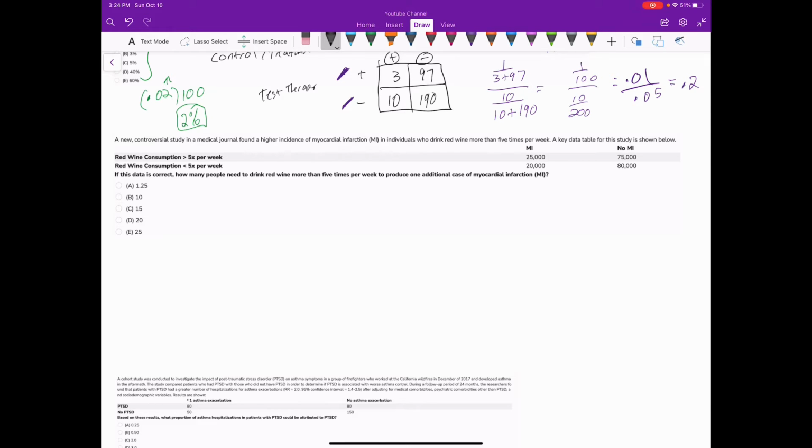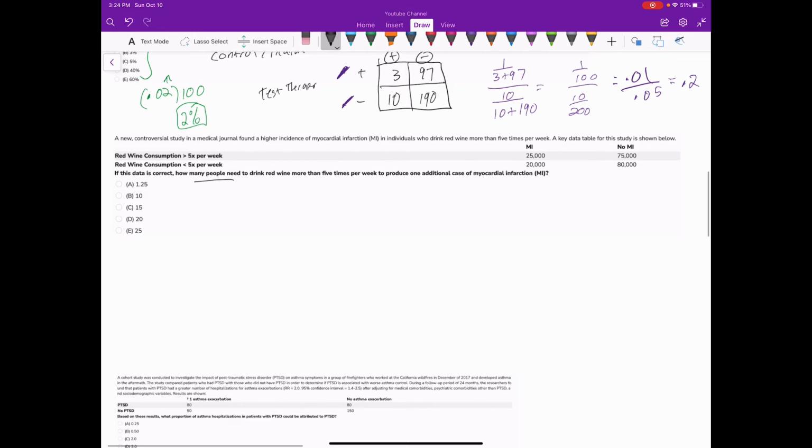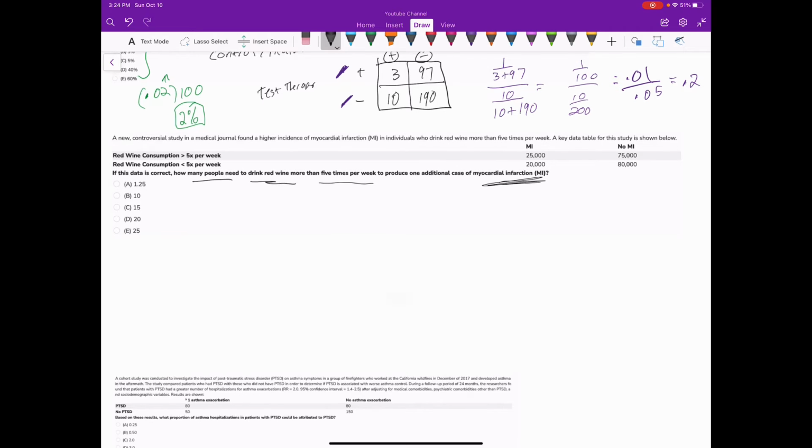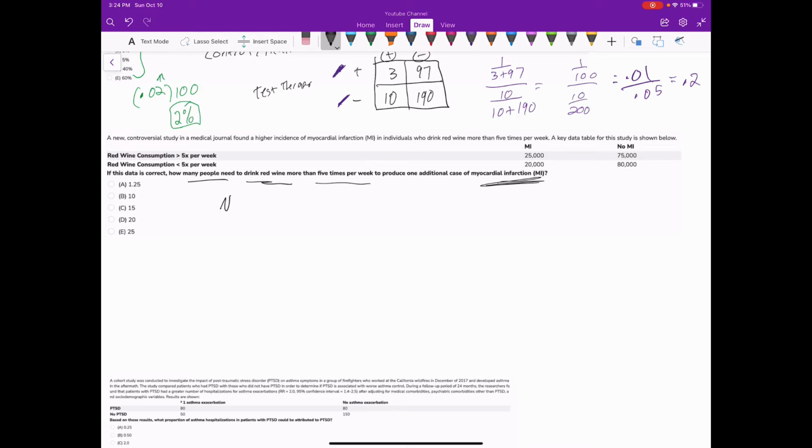Well, what are they asking? How many people need to drink red wine? So they want them to drink red wine more than 5 times a week to get this. They want this to occur. All right, so, I guess they're looking for number needed to harm. In reality, in the grand scheme of things, they don't want to harm people. They're just trying to find this number to see what happens so they know the amount that people drink, if it's going to harm someone or not. They're not purposely trying to harm someone. But it's the number needed to harm.